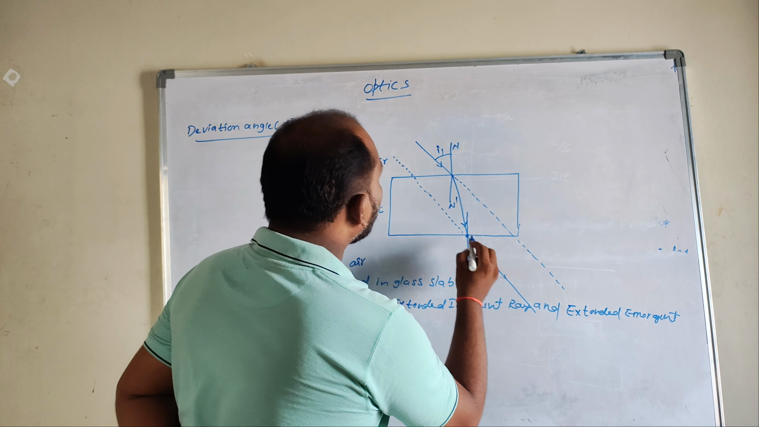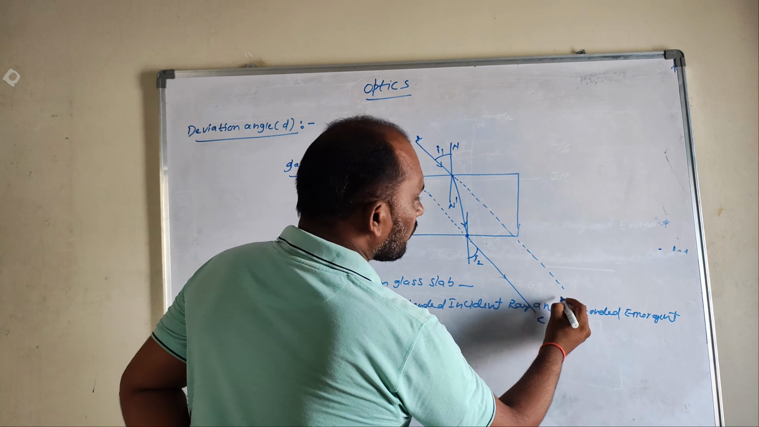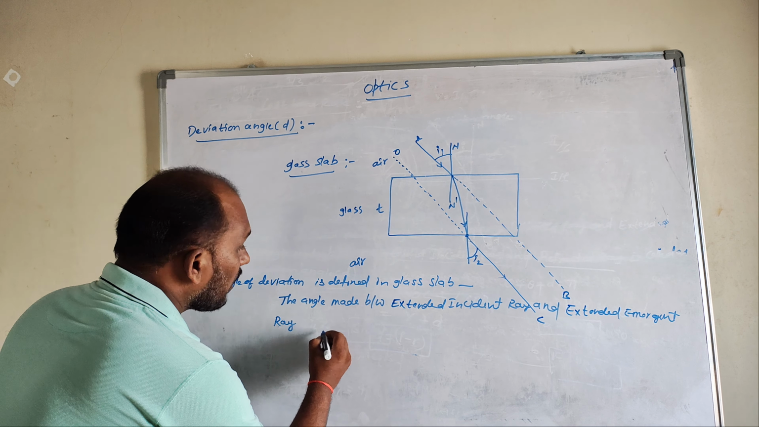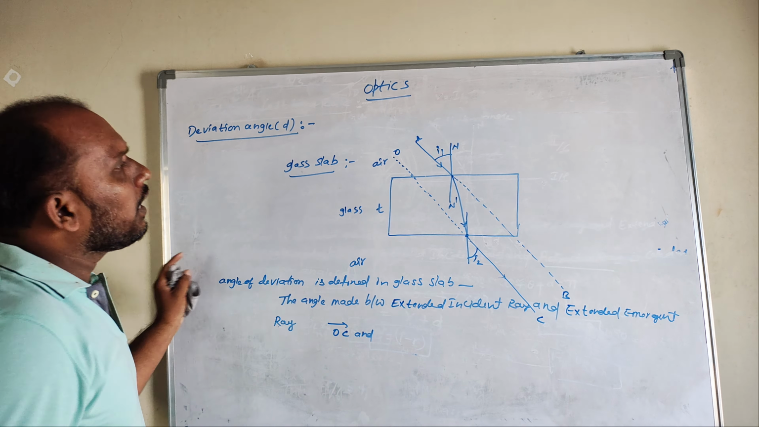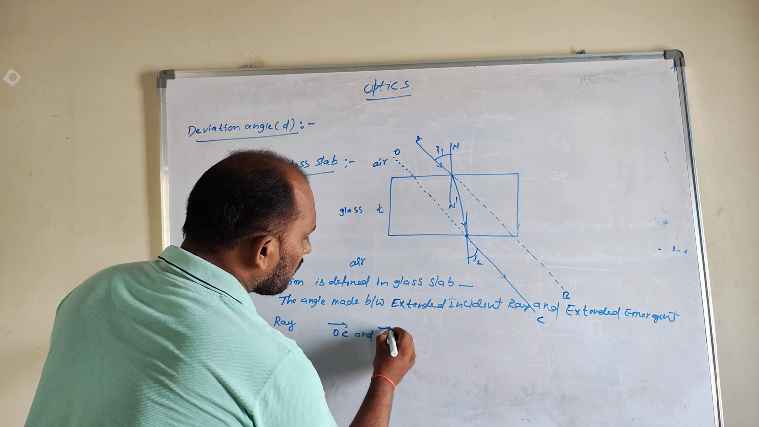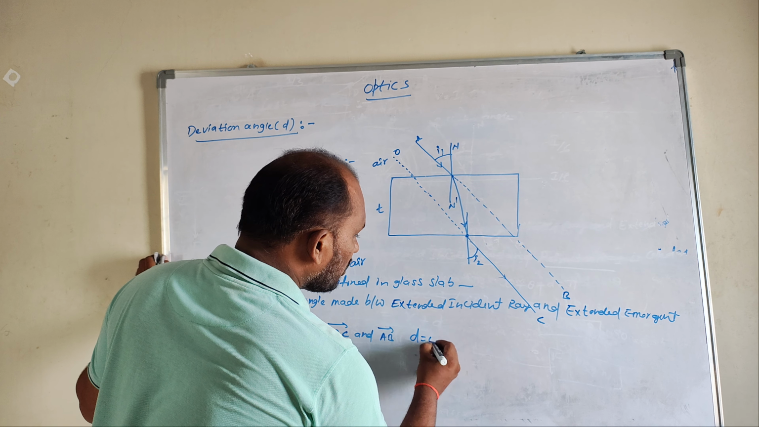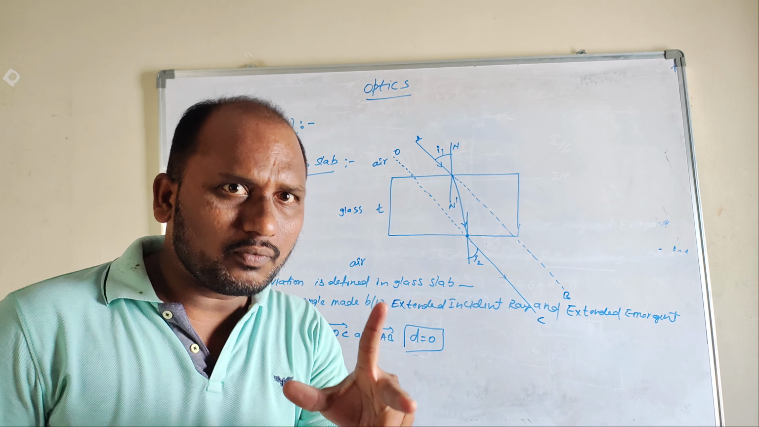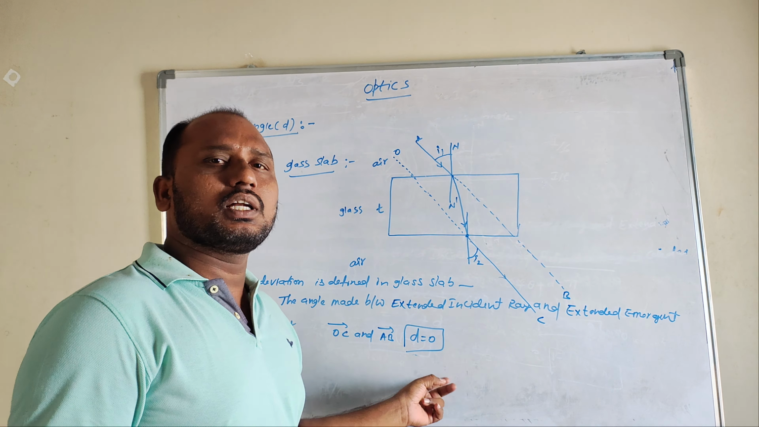So I want to find the angle between, let us say, OC and AB. What is the angle here, guys? D is equal to 0. Why? Because there is no angle here, because both are parallel. When lines are parallel there is no angle between them, so the angle becomes 0. So the angle of deviation becomes 0 here, guys.